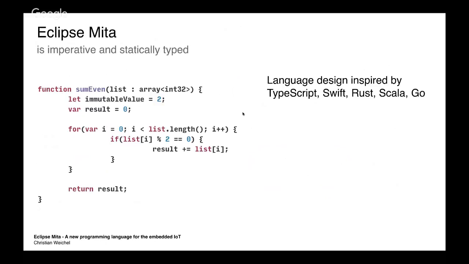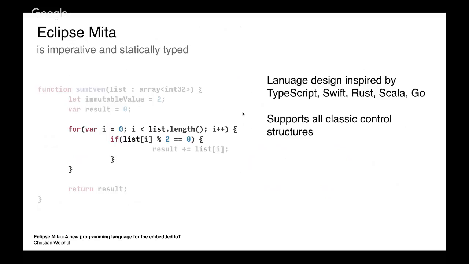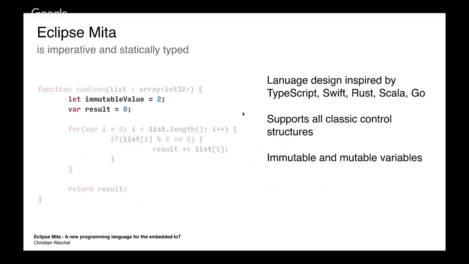So let's have a look at Mita up close. On the left, you see a first example of Mita code, and when you just glance over it, it shouldn't look all that foreign. There's a lot of things that you will have seen before, particularly if you've coded in something like TypeScript or Scala, Rust, Swift, Go, those kind of languages. So first of all, we have all classic control structures, no surprise there. We have mutable and immutable variables. And for us, mutability is an important concept because it really helps optimize the generated code.